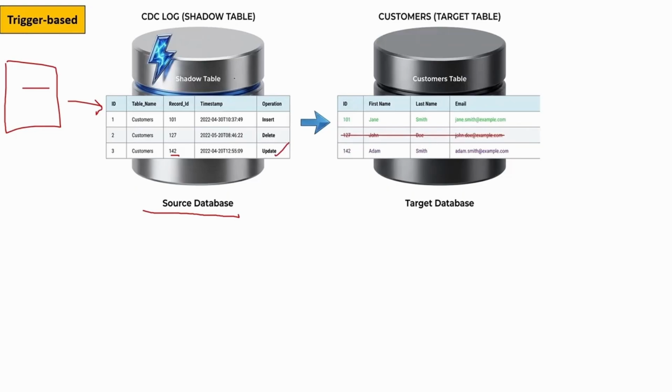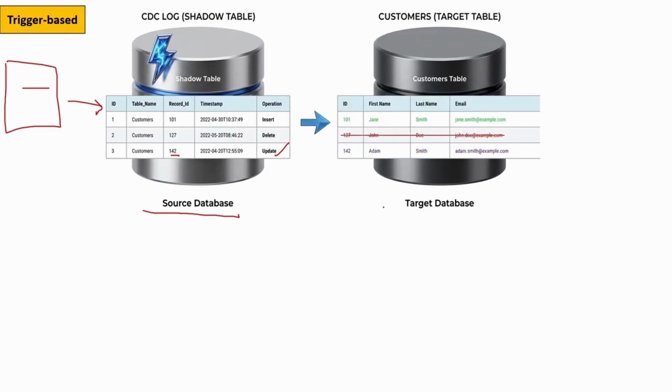Now I will use the shadow table to populate data into my final target table. Okay, so if I see the operation is delete, I will delete the record. If I see a new record is inserted, I will insert it, and if there is any update, like email or phone number, I will update it. This is how trigger based CDC works.